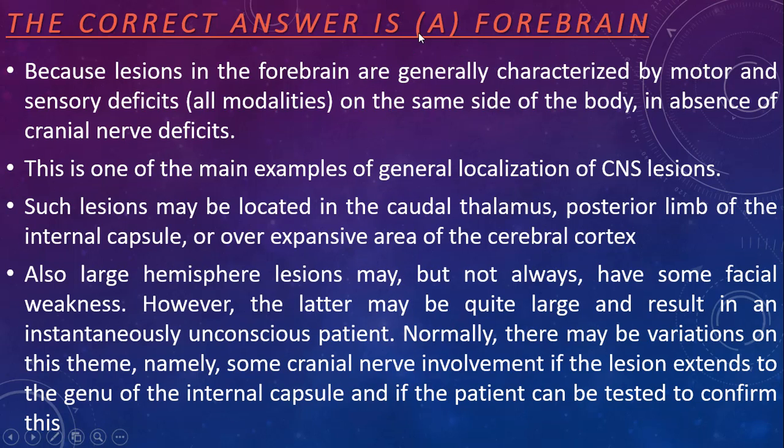The correct answer is A, forebrain, because lesions in the forebrain are generally characterized by motor and sensory deficits, all modalities on the same side of the body, in the absence of cranial nerve deficits. This is one of the main examples of the general localization of CNS lesions. Such lesions may be located in the caudal thalamus, the posterior limb of the internal capsule, or an expansive area of the cerebral cortex.